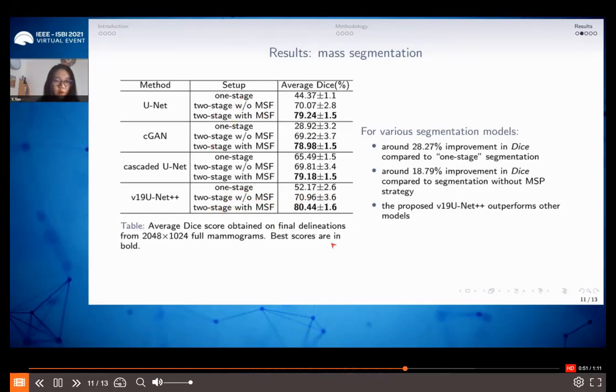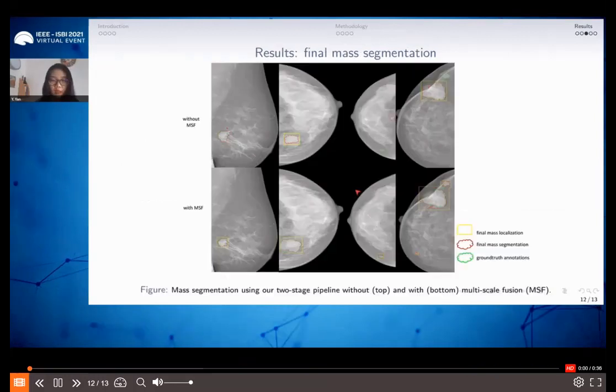So comparisons between models indicate that the proposed V19 UNet++ yields better segmentation results, with around 28.27% dice improvement compared to one-stage segmentation and around 18.79% improvement compared to segmentation without multi-scale fusion strategy.